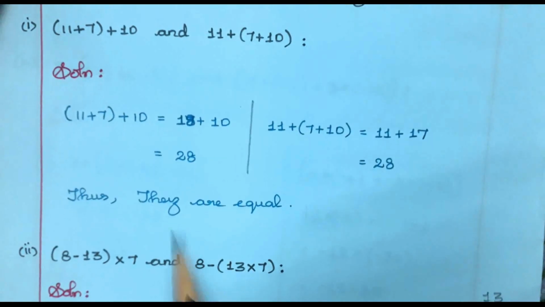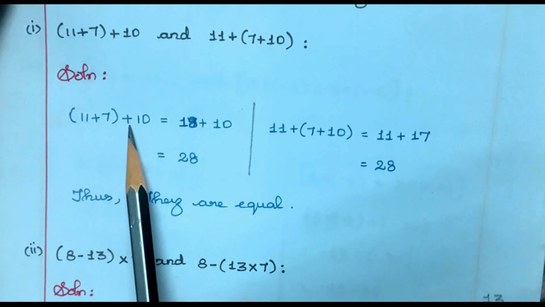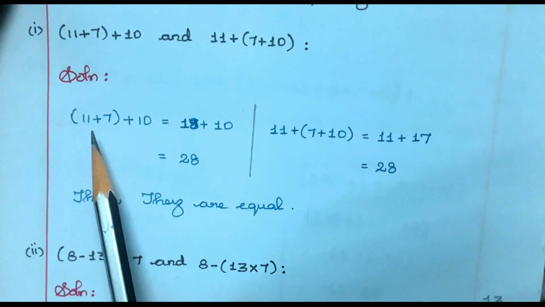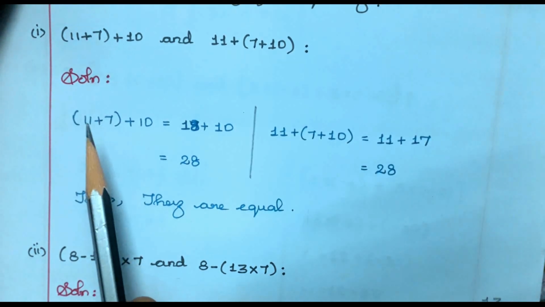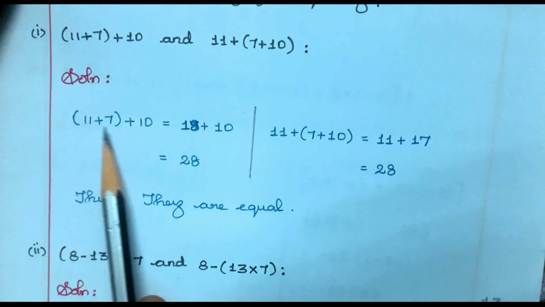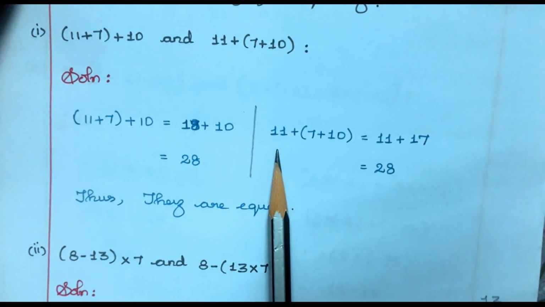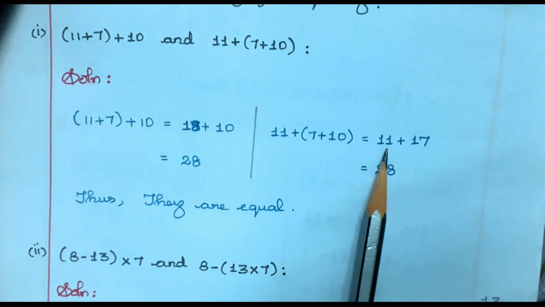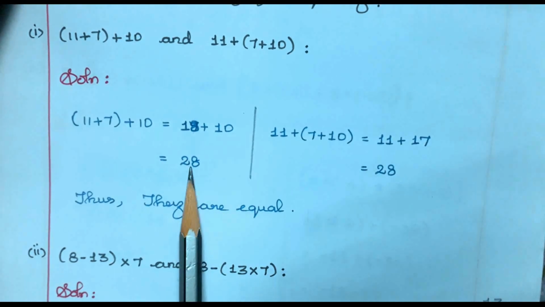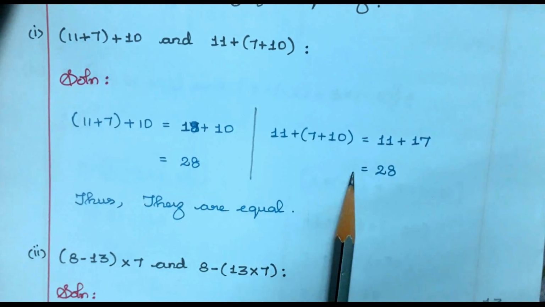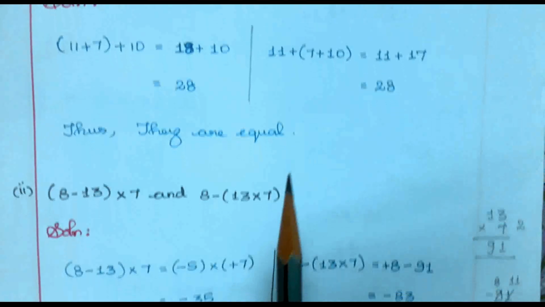Now, solution part, I am going to prove both the statements together. So (11 plus 7) plus 10. Always, by the BODMAS rule, we first do the operation inside the bracket. So 11 plus 7 is 18, plus 10, 18 plus 10 is 28. The same way, 11 as it is, 7 plus 10 is 17. 11 plus 17 is 28. When we check the answers of both the mathematical expressions, we can see that both the numbers are equal. Thus, they are equal. Clear?